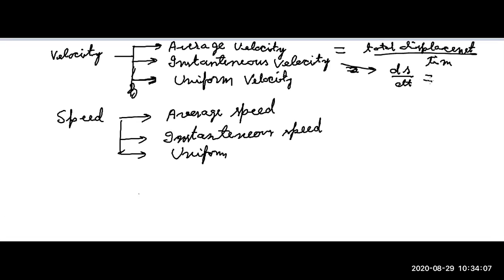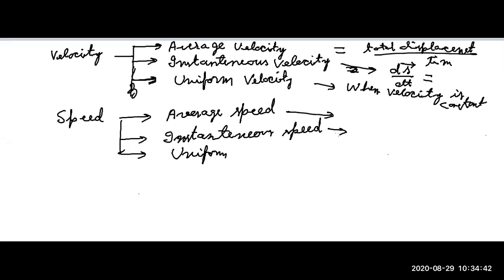The instantaneous velocity is what? ds by dt. We will write vector because this is a vector quantity. So it will be the displacement per unit time for a very small time duration. And uniform velocity, what does it mean? This is when velocity is constant. In this case, instantaneous and average velocity become the same. When velocity is constant, we call it uniform velocity.